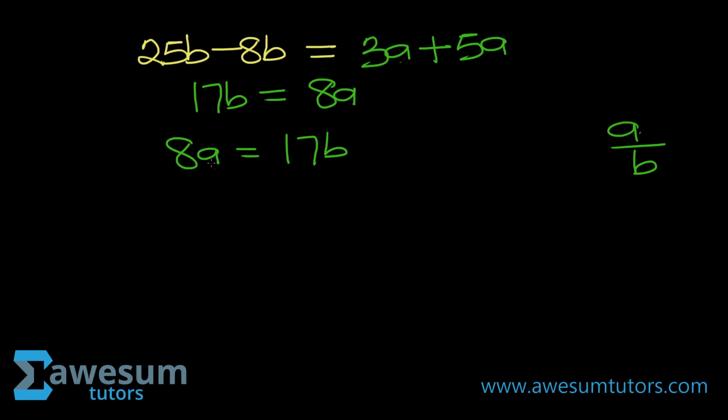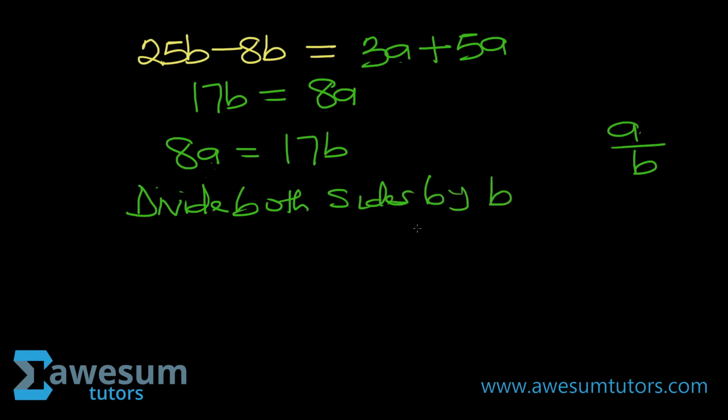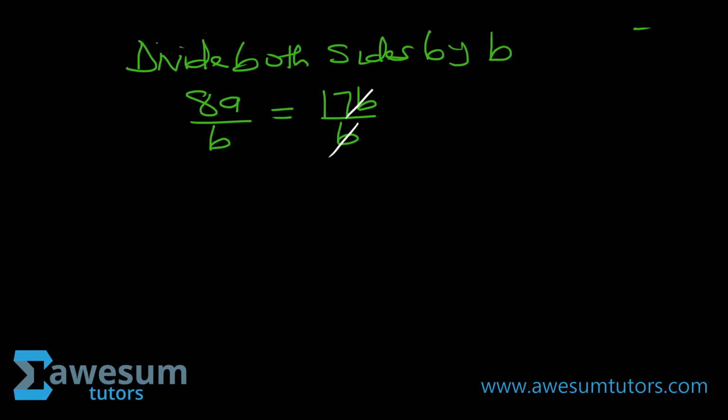So for a to be on top and b at the bottom, first of all, I can divide both sides by b. If I divide both sides by b, this is going to be 8a over b equals 17b over b. So what do we have? This b cancels this b. Very interesting, guys. Now we have 8a over b equals 17, because b has cancelled b.